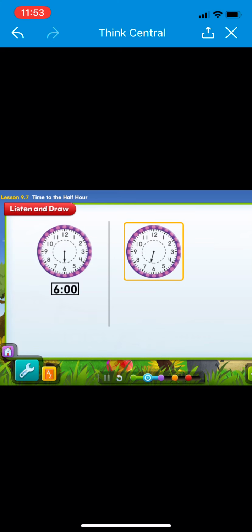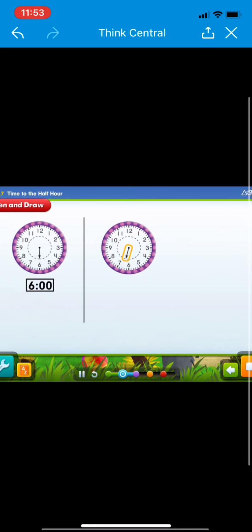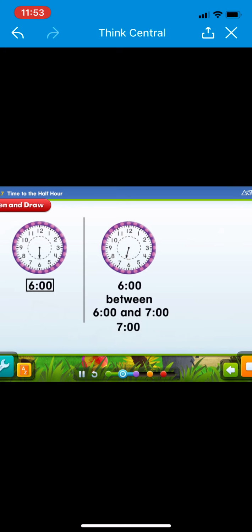Here's another clock. Look at its hour hand. Which choice best describes the time shown on this clock? 6 o'clock. Between 6 o'clock and 7 o'clock. Or 7 o'clock. Click the time shown on the clock. The hour hand points between the 6 and the 7. So it's between 6 o'clock and 7 o'clock.